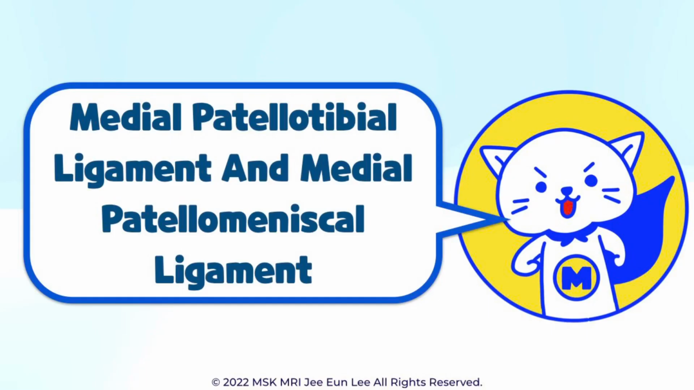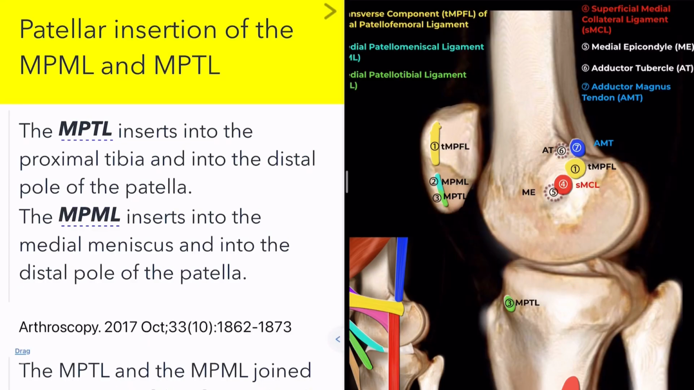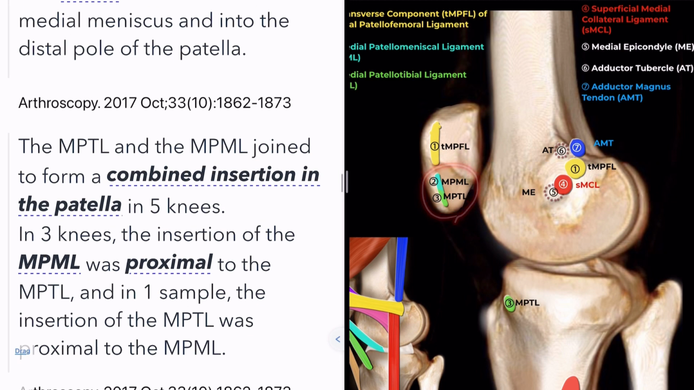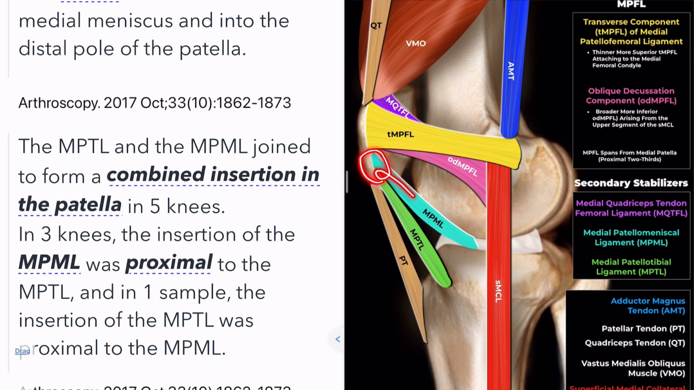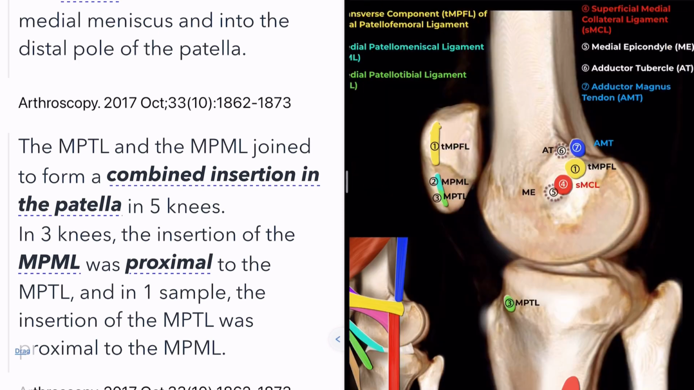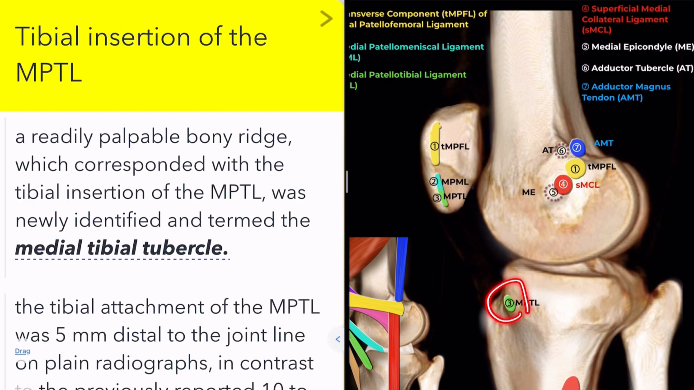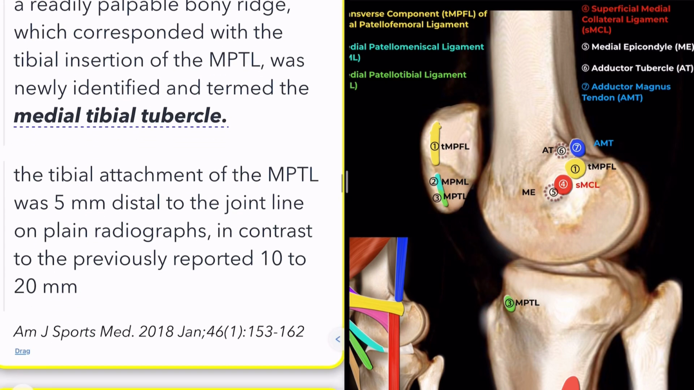Medial patellotibial ligament and medial patellomeniscal ligament. At its distal pole, the patella has attachment sites for the medial patellomeniscal ligament and medial patellotibial ligament. These can have a combined insertion or be separate, with variable proximal distal relationships. On the tibial side, the medial patellotibial ligament attaches near a bony ridge termed the medial tibial tubercle, around 5 mm distal to the joint line.